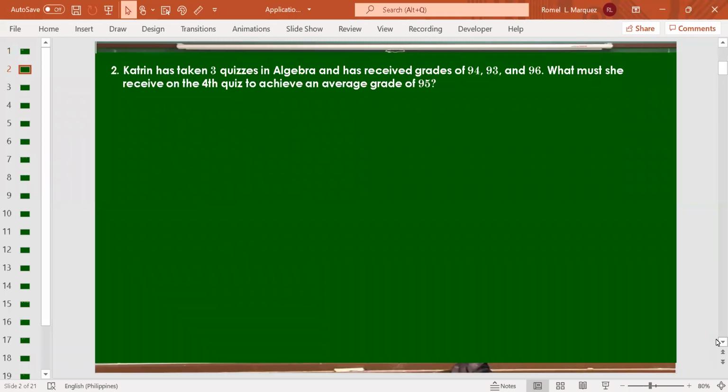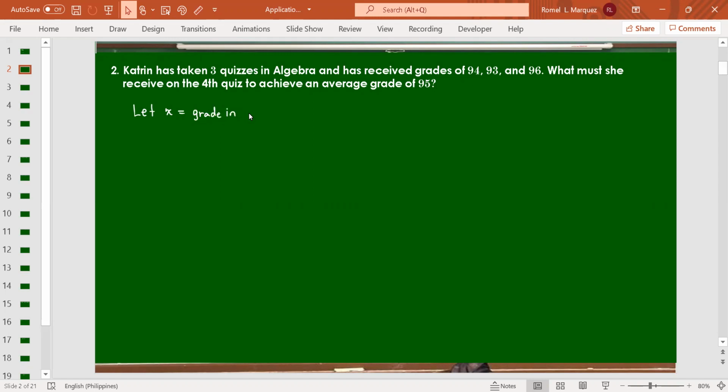Okay, so let's have the second problem. Catherine has taken 3 quizzes in algebra and has received grades of 94, 93, and 96. What must she receive on the 4th quiz to achieve an average grade of 95? So do you know what average is, guys? So let x be her grade in the 4th quiz.